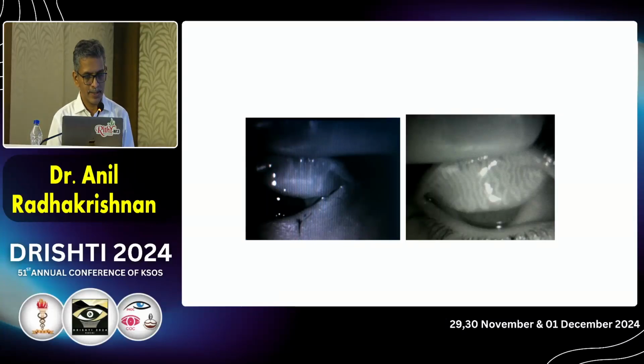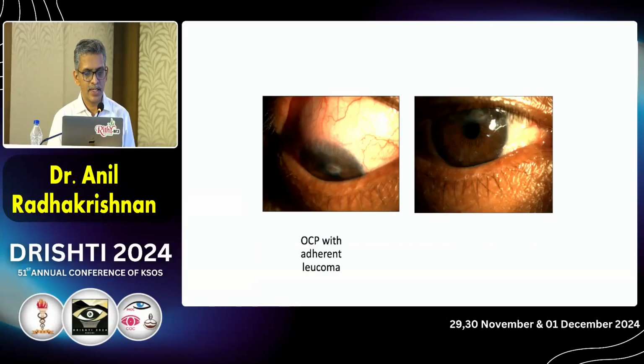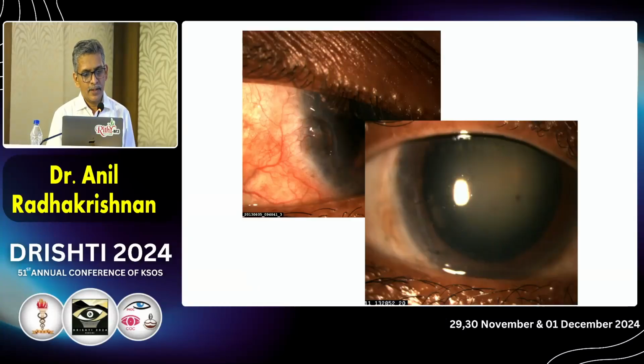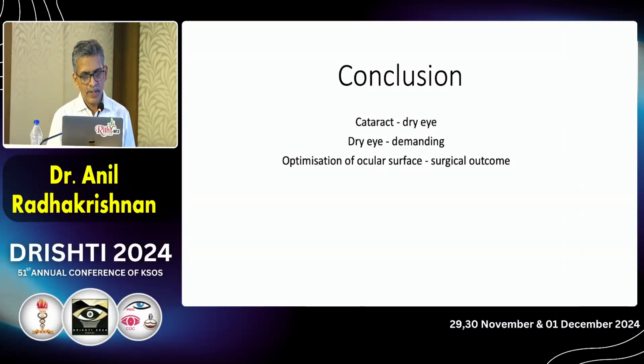You should also realize that in SJS, the meibomian glands are almost not there. So you have to use some agent which has lipid also in that. I think in the interest of time, I'll wind up. So cataract surgery is something that causes dry eye, and the treatment of dry eye is demanding. And optimization of the ocular surface is very important to ensure a good surgical outcome.